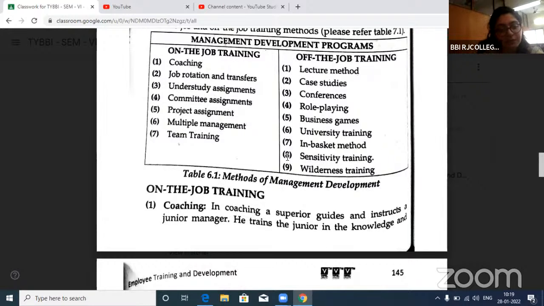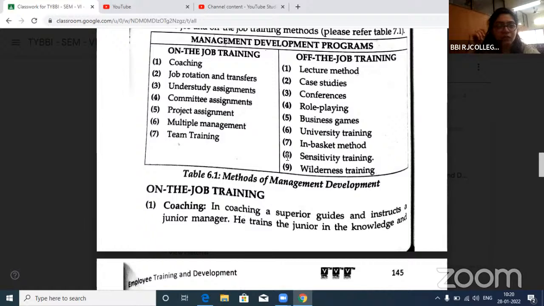Multiple management. Multiple management means suppose I am a teacher, so I'm not taking only subjects. I'm handling a departmental event, I can make reports, I can email, so there are multiple things that we can manage. If you are given multiple things, in that way you will learn. Okay, team training. The training is given in a team. Suppose you belong to the accounts team, so training will be given to the accounts team all together.